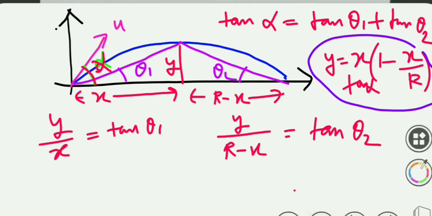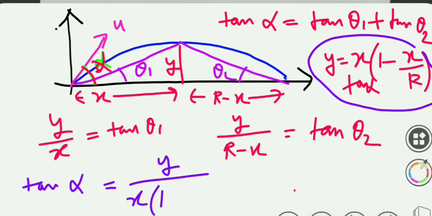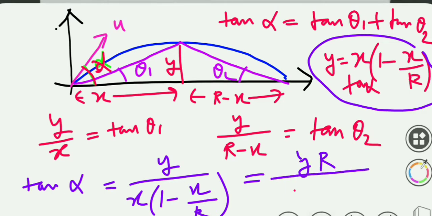Let's put tan alpha on one side. Tan alpha is equal to y divided by x into 1 minus x by R, which I can write as y into R divided by x into R minus x.